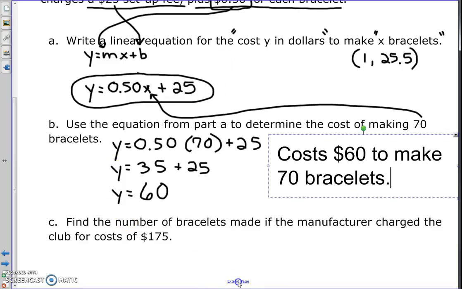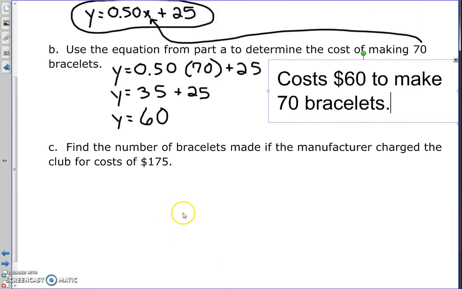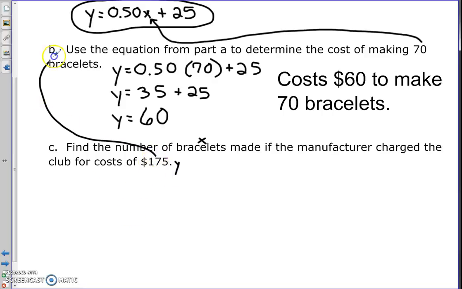Okay, last question. Find the number of bracelets made if the manufacturer charged the club for costs of $175. So this is saying the total cost that we paid to the manufacturer was $175. So how many bracelets was that? So if you're solving for the number of bracelets, you're looking for x and you're substituting for y this time. Okay, so we're going to take 175 and substitute it in for y.